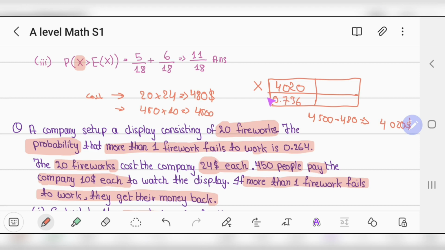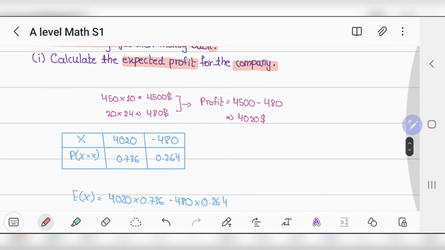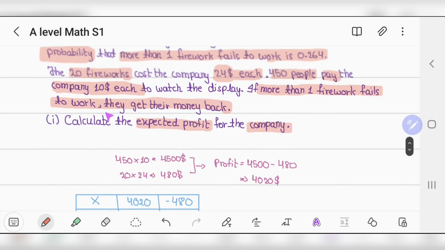Or, if more than one firework fails to work, they get their money back. So the company would have a loss of minus 480, and the probability of having that is 0.264, because more than one firework failing to work has probability 0.264, and then they get their money back, which means the company is at a loss. This is exactly what I've drawn.